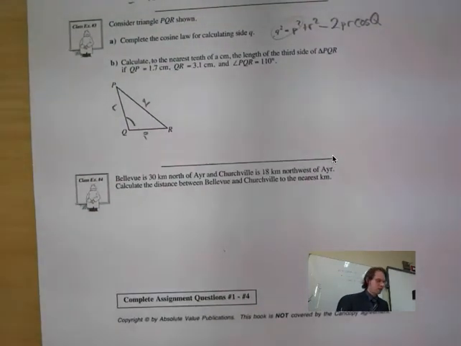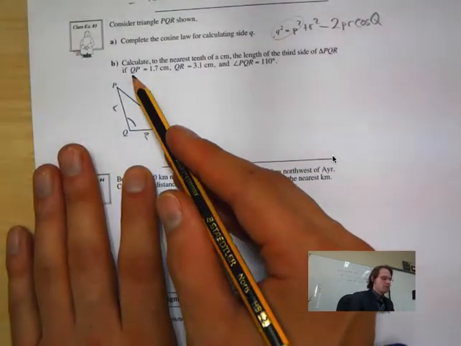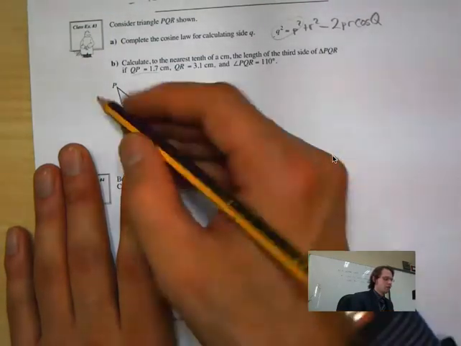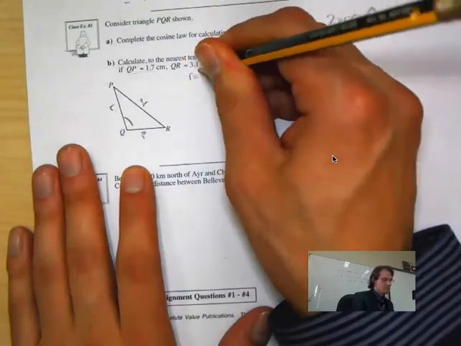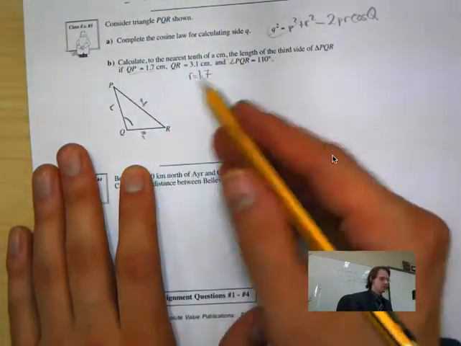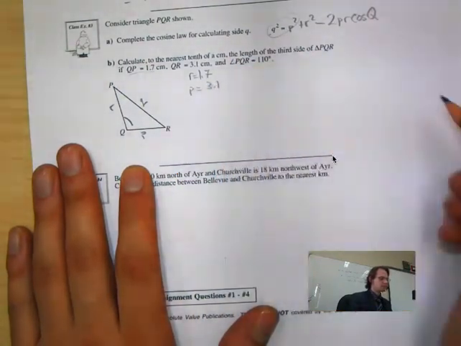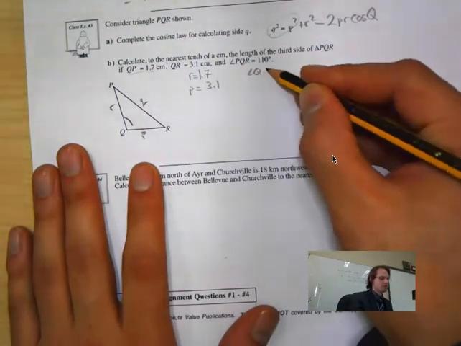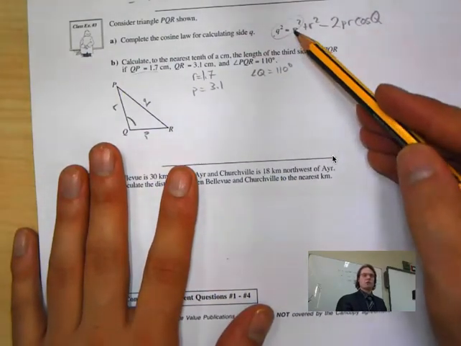Next part here is we're filling it in. So we know PQ, which is R, side R is 1.7. We know QR is 3.1. That is side P. And we know angle Q is equal to 110 degrees. So now we're going to substitute all of these into our formula.